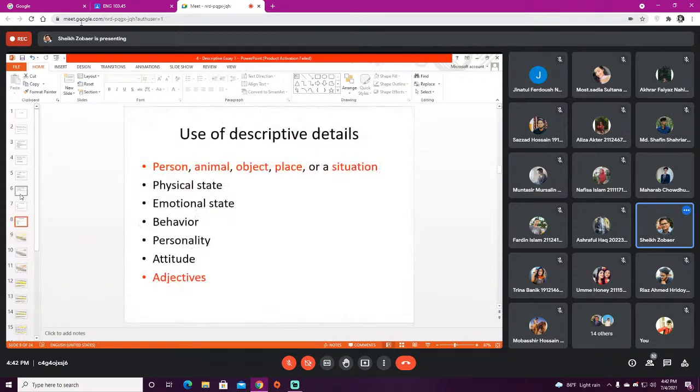Okay, right. So again, depending on the kind of description that you have to go for, meaning whether you're describing a person, animal, object, place, or a situation, depending on the category of description, you have to choose the kind of descriptive details. Okay, let me give an example.